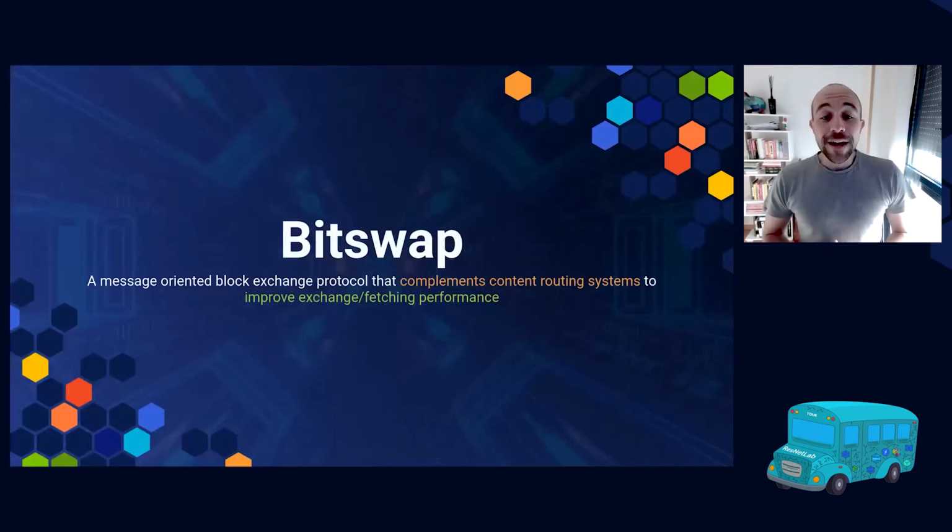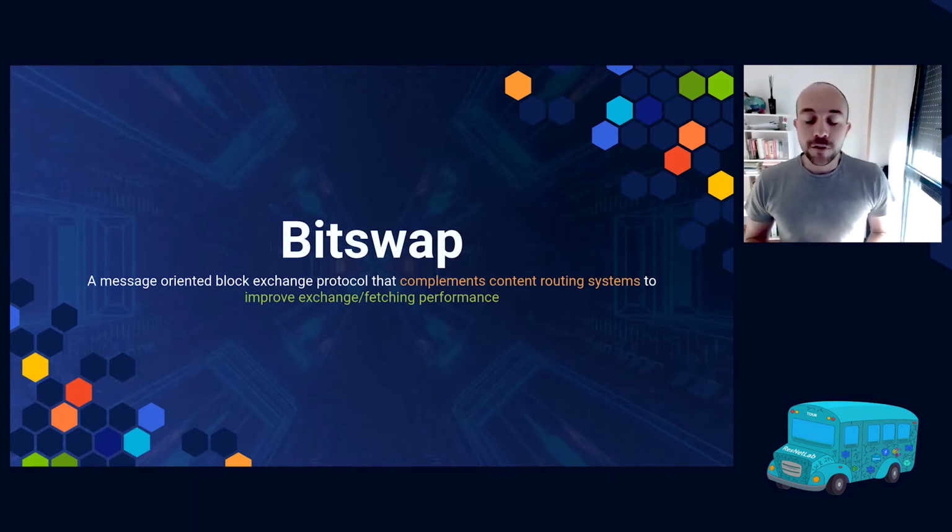So that is why Bitswap exists, because in the end, with Bitswap, what we are trying to do is to overcome many of the trade-offs of these content routing systems. If you recall from the content exchange module, Bitswap is a message-oriented block exchange protocol that complements content routing systems to improve exchange and fetching performance in a peer-to-peer network. So Bitswap leverages content routing subsystems in order to find where the content is, and then it starts requesting the content from the peers that are storing it.